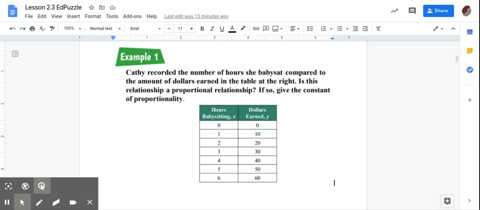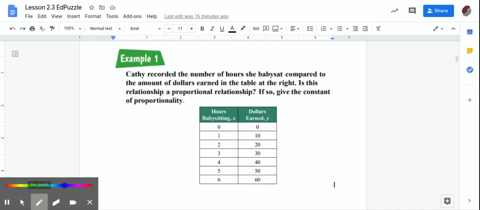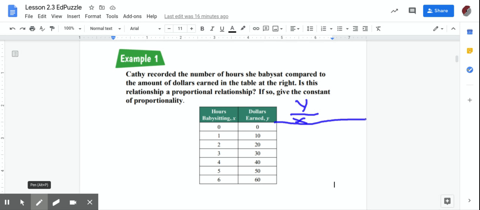So the first thing that we're going to do is find the ratio of dollars earned to hours worked. We can see that dollars earned has a y next to it, so I'm going to put a y as my numerator, and hours worked has an x, so I'm going to put that as my denominator. That will make more sense here in just a second. When we look at the table, it's important that when we have 0 hours worked, we also make $0. That's an important stat that we're looking for.